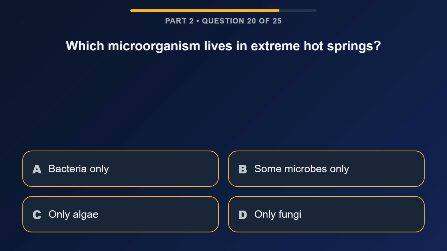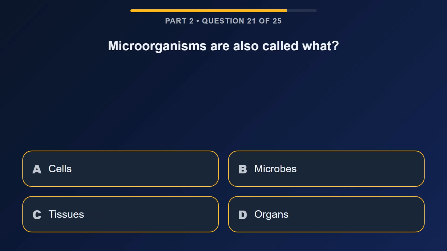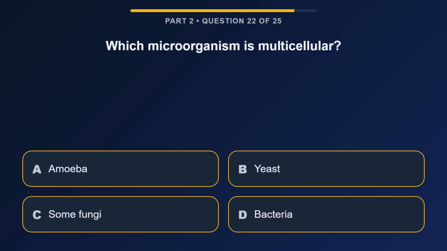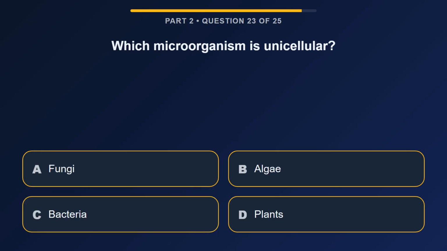Which microorganism lives in extreme hot springs? Microorganisms are also called what? Which microorganism is multicellular? Which microorganism is unicellular?